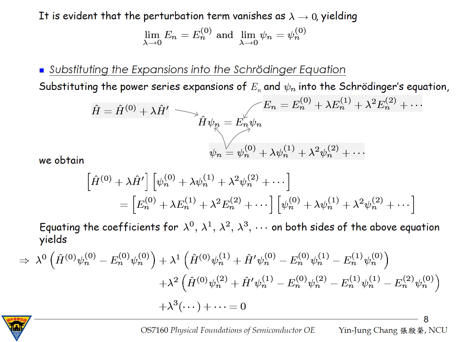This is the heart of the method. The reason this works is that if the equation must hold for arbitrary lambda, then the coefficient of each power of lambda must vanish separately. So the single Schrödinger equation for the full perturbed system shown here is converted into a sequence of equations, one for each order in lambda.